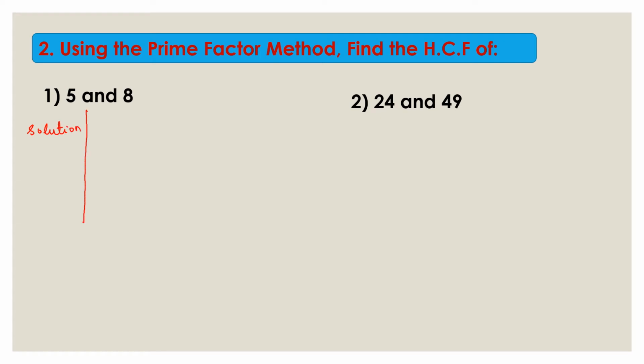So, prime factors of 5. You need to write first the prime factors. Prime factors of 5 is equal to 5. What is the meaning of this? 5 is divisible only by 1 and 5, that is 5. Prime factors of 5 is 5.